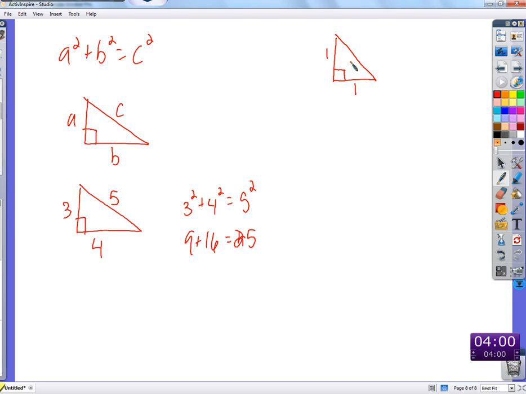Here, let's go this way. So what's A squared? One squared is one, very good. Plus B squared, also one. That equals C squared. So this one is two, equals C squared. So C squared equals two. What does C equal? No, 2 equals C squared. If you square C, you'll get 2. So what is C equal to?